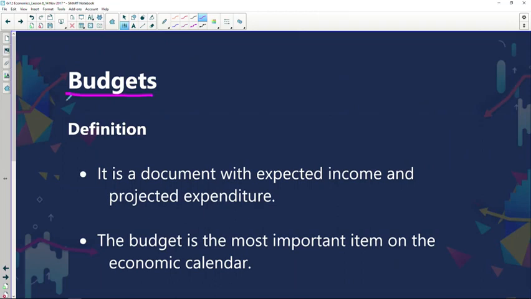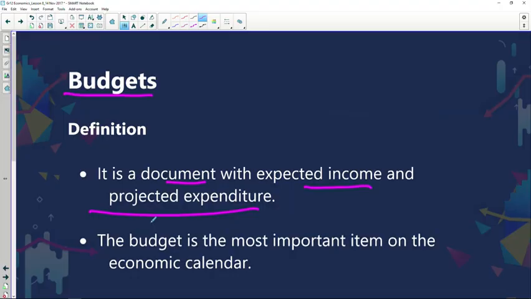Then we move on to budgets. So what is a budget? A budget is a document with expected income and projected expenditure. I did say earlier on that in order for government to build infrastructure, they need to have a budget, because you can't just wake up and say, I feel like building a school. A lot of planning has to go into making sure that you've looked at your income and that you can project your expenditure as well. The budget is the most important item on the economic calendar.